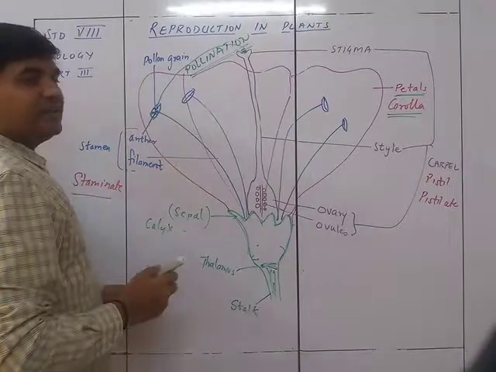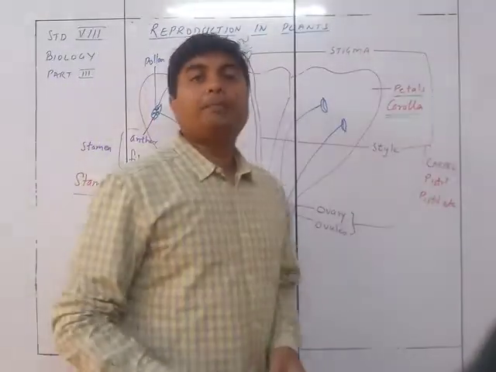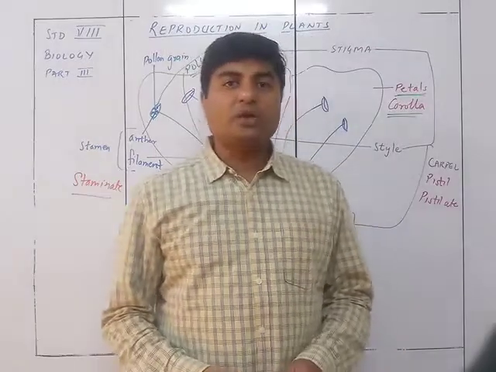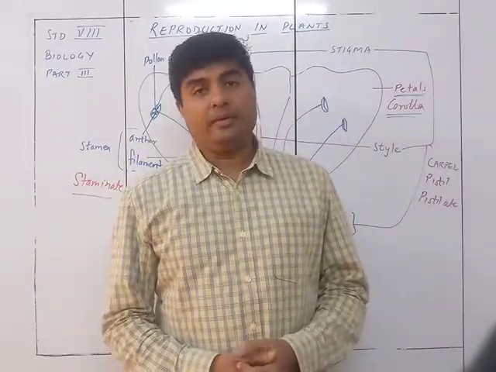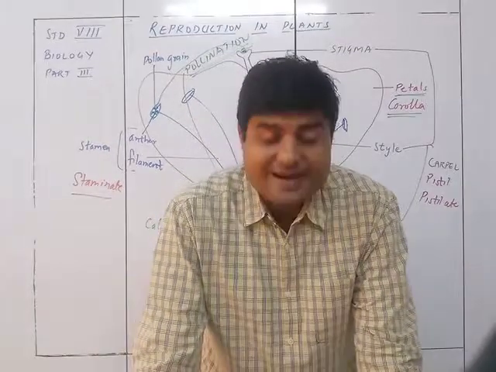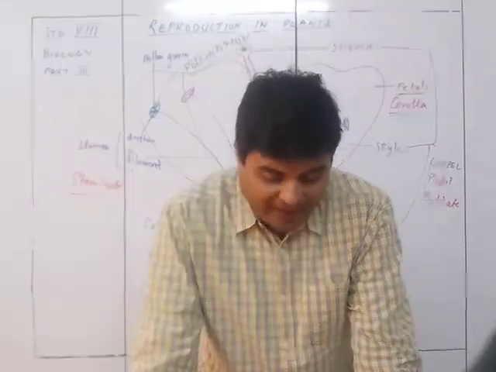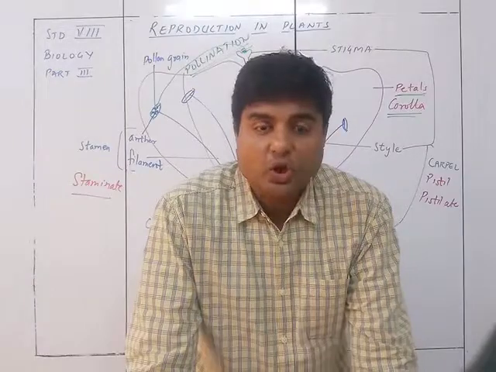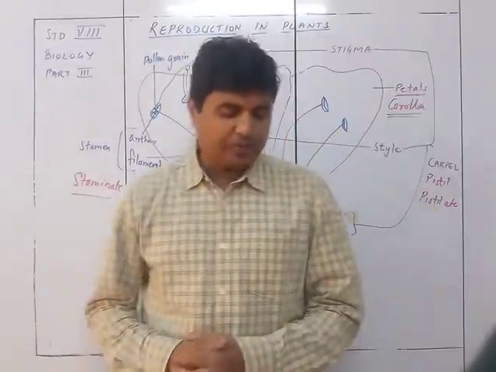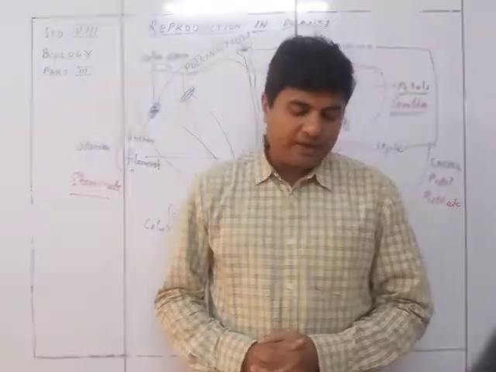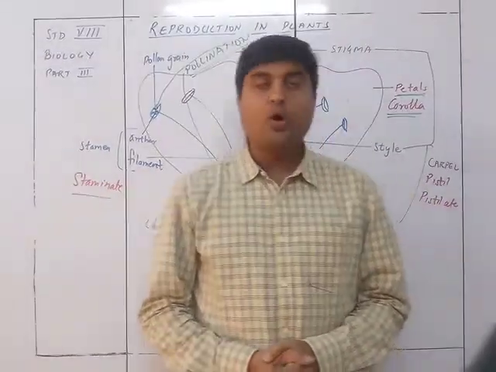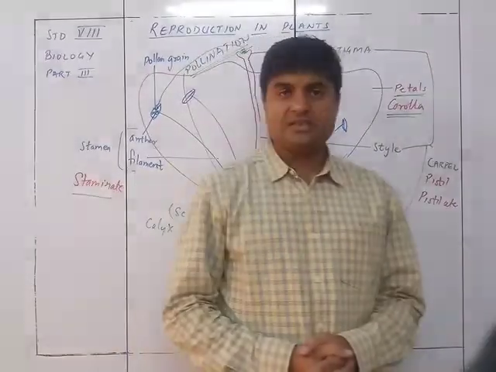Okay? Pollination is the process by which the pollen grains from the anther go and sit on the stigma of the flower. So the transfer of pollen from the anther to the stigma is called pollination. Hence we define pollination as a process in which pollen grains from the anthers are transferred to the stigma of a flower of the same species.